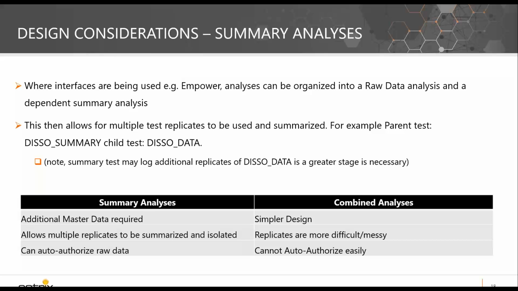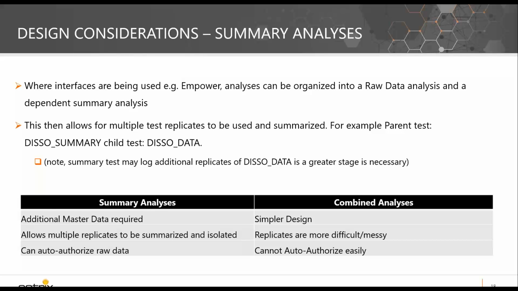And then regarding summary analysis, this really comes into play when we're dealing with interfaces. One of the things that you can do is organize it into two analyses, one for the raw data that comes off of the instrument, and then another dependent summary analysis. So the summary would essentially be a child of the raw data analysis, and then you can add multiple test replicates and summarize them much more easily. It does require some additional master data, but it can allow multiple replicates to be summarized and isolated, and then you can also auto-authorize the raw data.